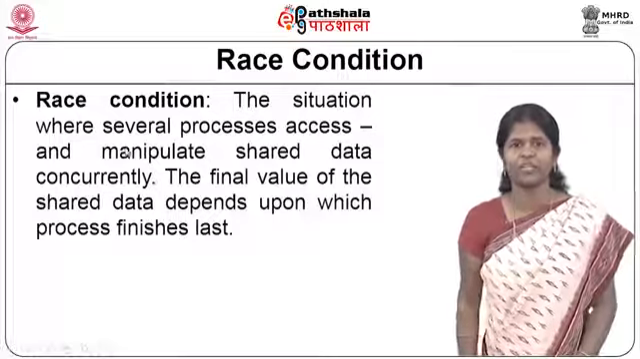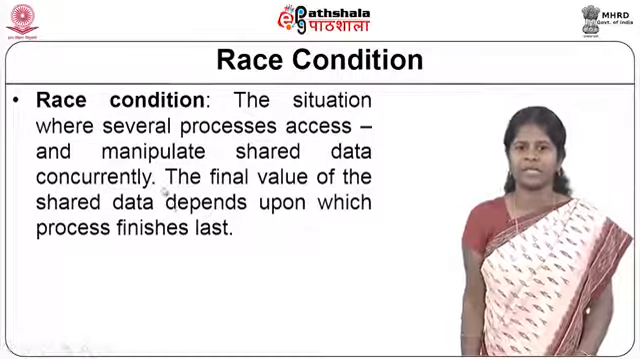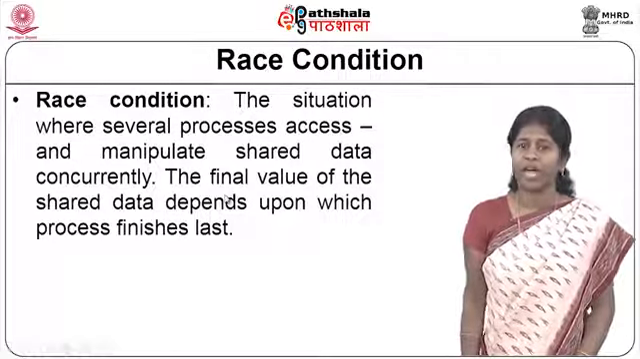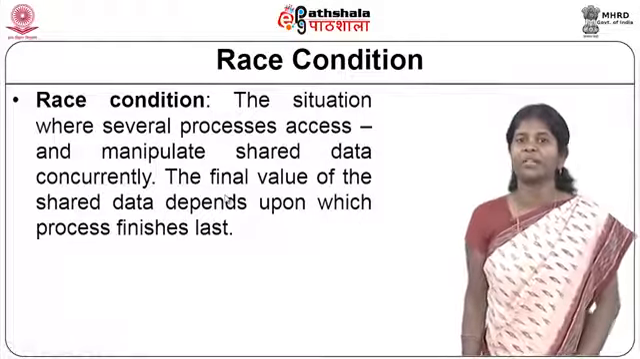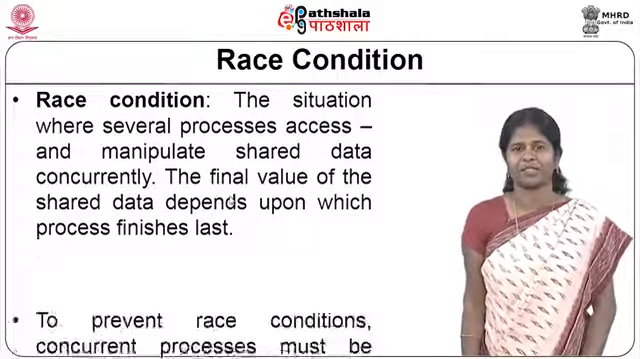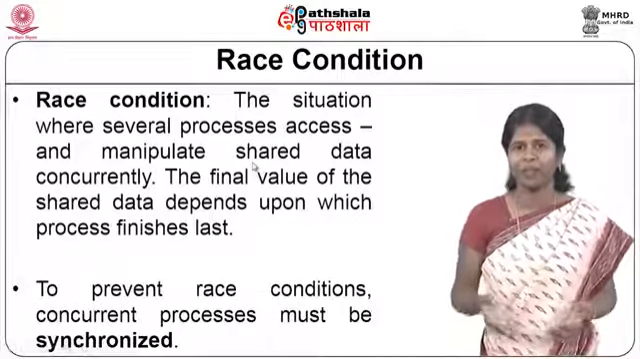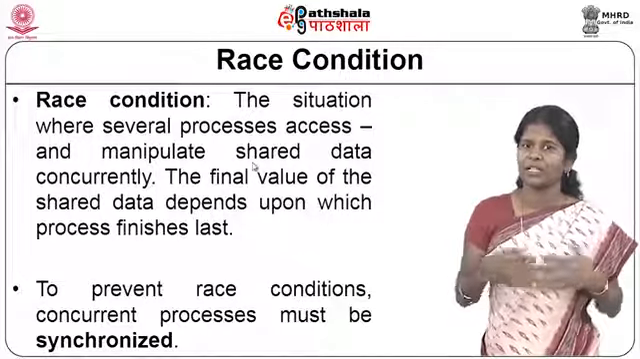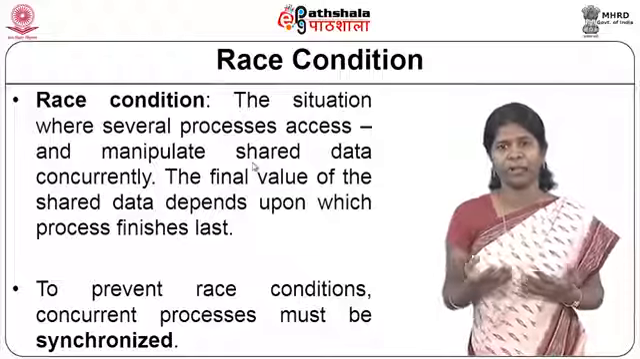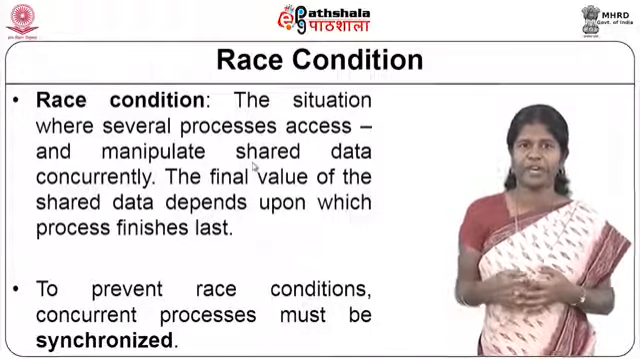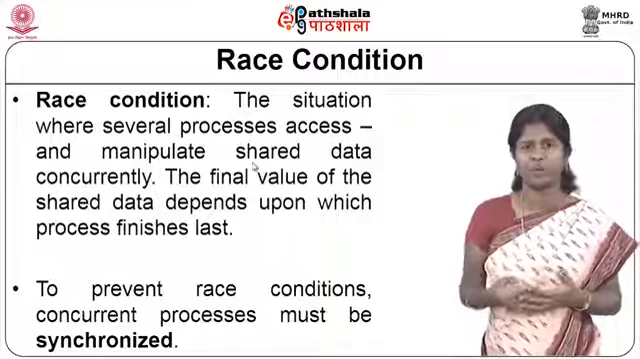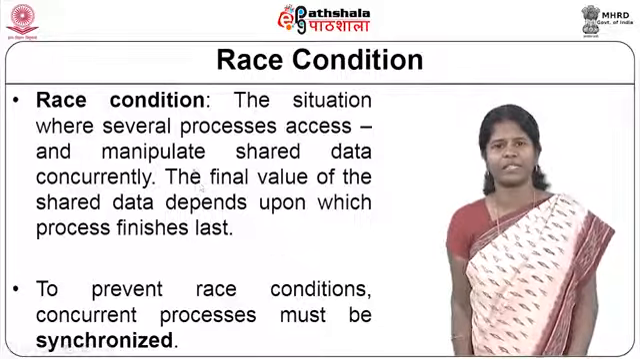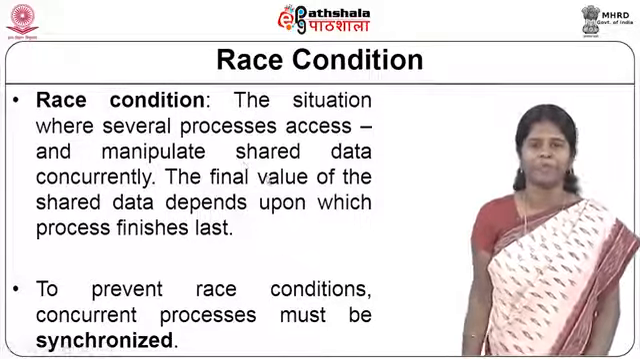A situation where several processes access and manipulate shared data concurrently is called a race condition, and the final value of the shared data depends upon which process finishes last. That is what we had seen in the problem. Because the consumer process finishes last, the value of counter was 4. Suppose the producer had finished last, then the value of counter would have been 6. Okay. So to prevent these race conditions, the concurrent processes must be synchronized.